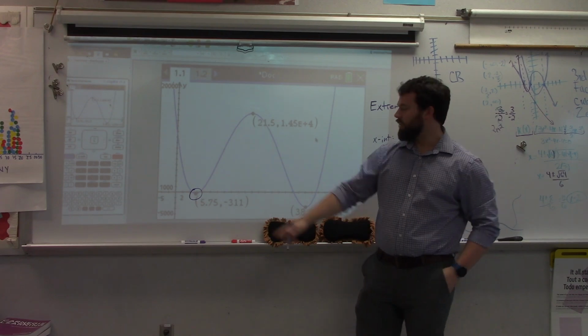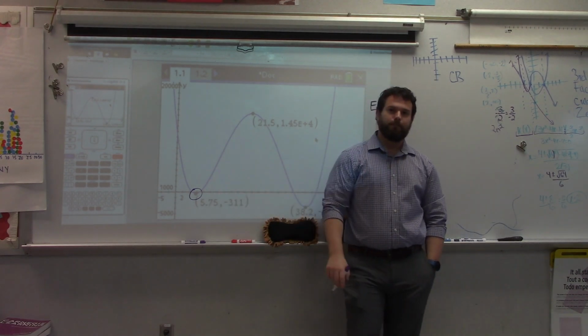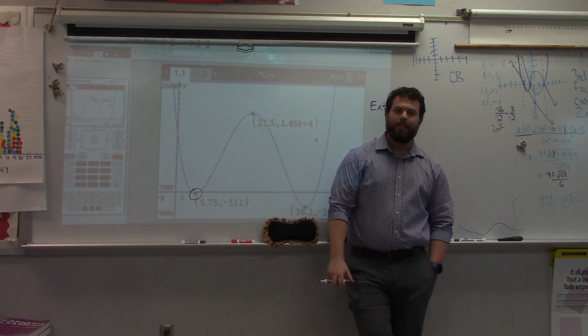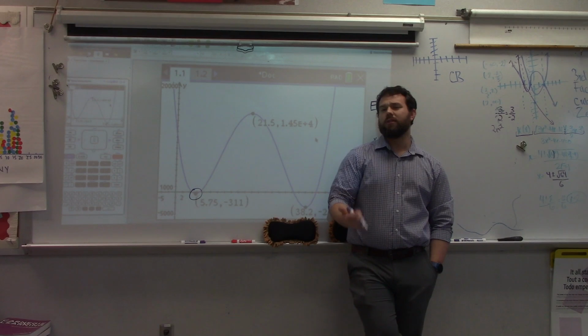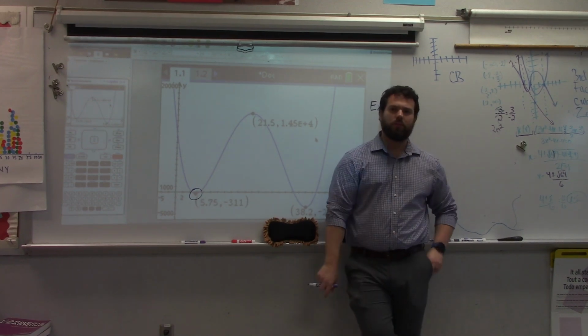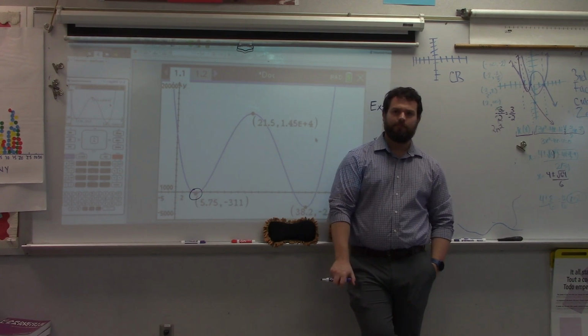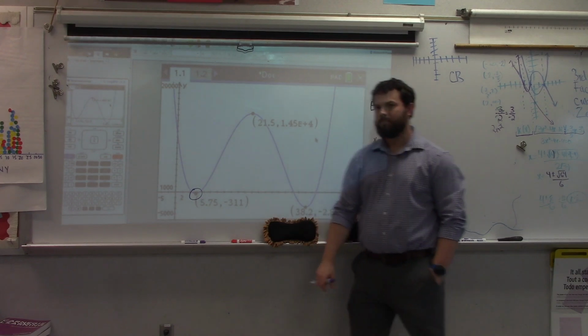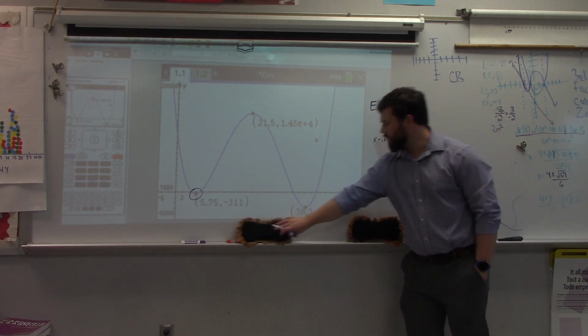The one I just circled. A minimum. Is it a relative or an absolute minimum? Relative. Why is it not absolute? Because the absolute one is that one over here. Yep.